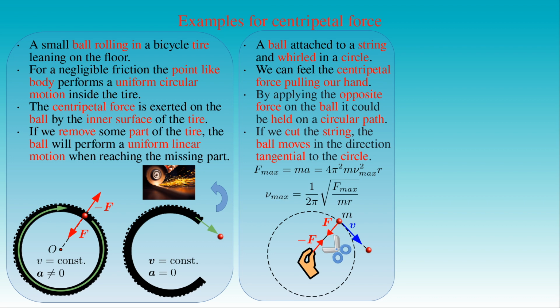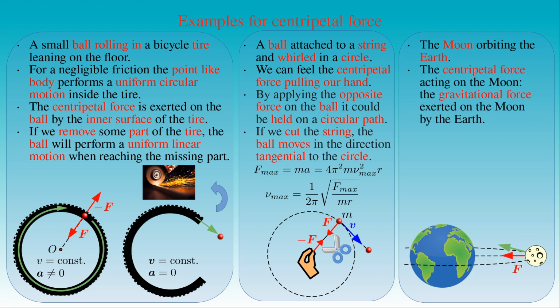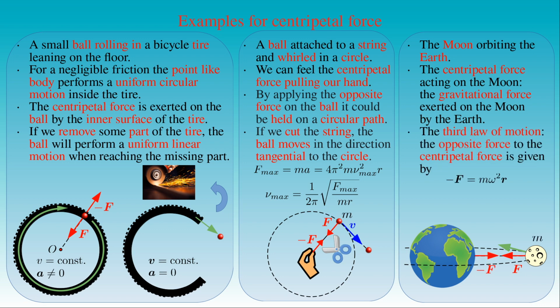The third example is the Moon orbiting the Earth, where the centripetal force acting on the Moon is equal to the gravitational force exerted on it by the Earth. The third law of motion, that is the law of action and reaction, states that if the centripetal force F is the action, then there is a reaction, that is an opposite force minus F to the centripetal force. This opposite force points outward along the radius of the circular orbit of the Moon, and its magnitude is given by the mass m of the Moon, times the square of its angular velocity ω, times the position vector r of the Moon with the tail at the center of the Earth.